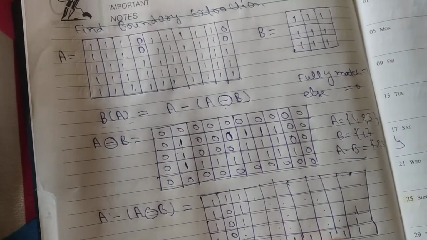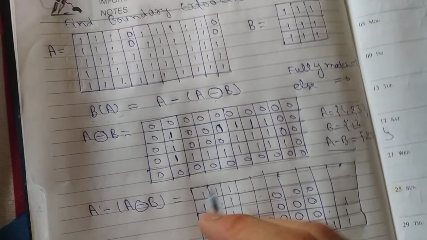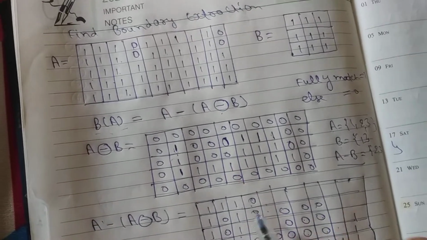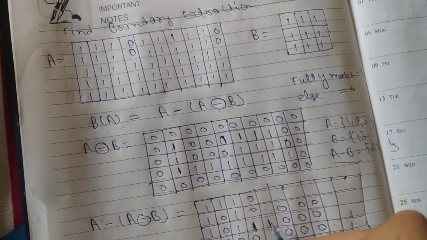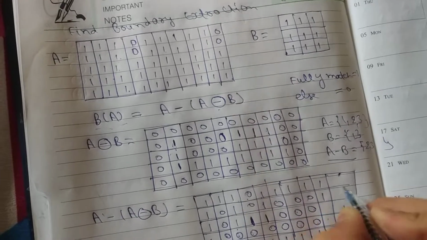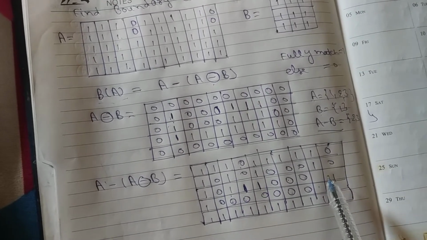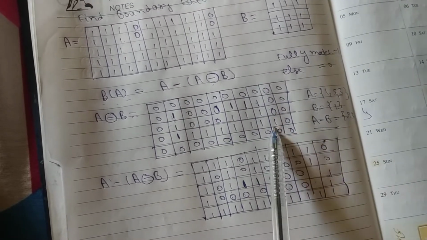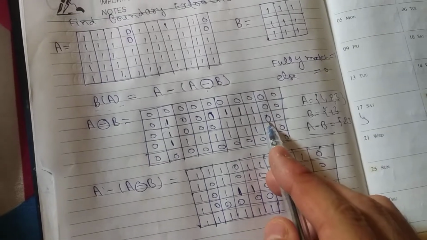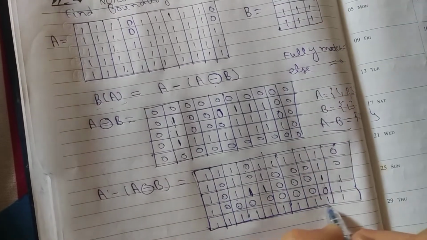So here we are writing 0, and 0 is already present here. Here it is 0, so we can write 1, and 1, 1, 1, 1, 1, 1, 1, 1, here we are writing 0, and here also 0. Here it is 1. So as you see, this is the boundary of the image.